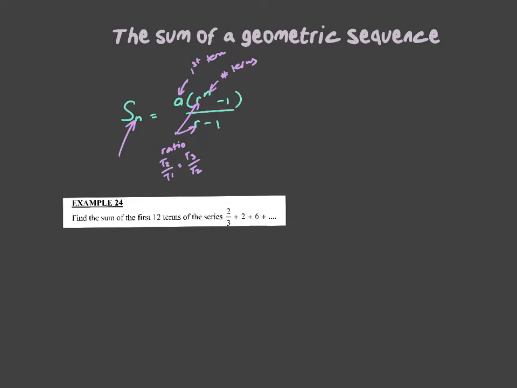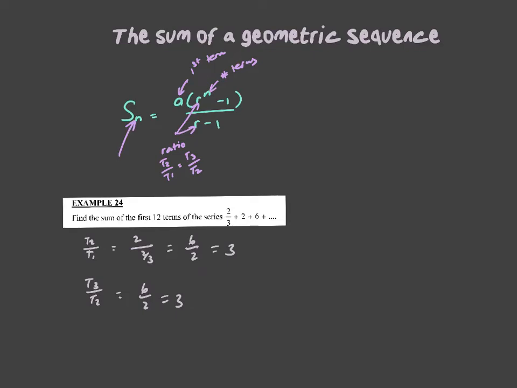So first of all, you need to spot that that's a geometric sequence. And how do I do that? Well, there's not a common first difference, but every single term there is being multiplied by 3, right? In other words, term 2 divided by term 1, 2 divided by 2 over 3, must be the same as term 3 divided by term 2, 6 divided by 2. 6 divided by 2 is 3. 2 divided by 2 over 3 is equal to 6 over 2, which is also equal to 3. Right, so it's a geometric sequence. Why? Because it's got a common ratio.